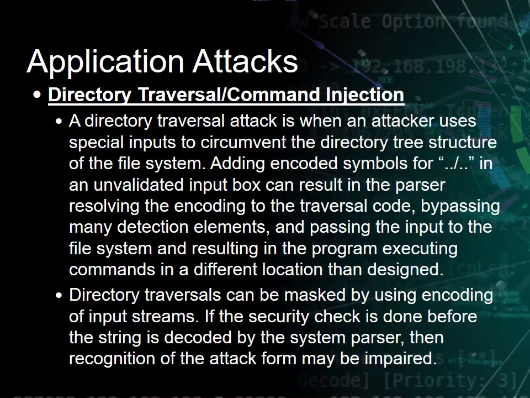A directory traversal attack is when an attacker uses special input to circumvent the directory tree structure of the file system. Adding encoded symbols in an unvalidated input box can result in the parser resolving the encoding to the traversal code, bypassing many detection elements and passing the input to the file system, resulting in the program executing commands in a different location than designed.